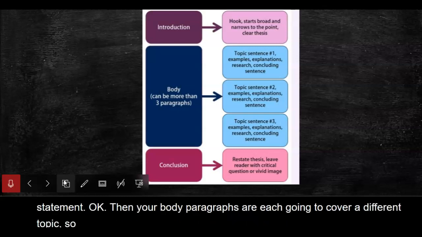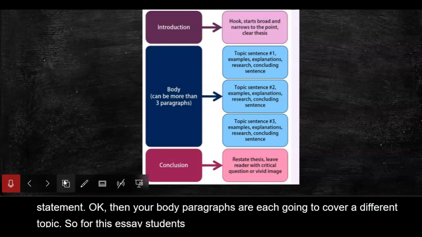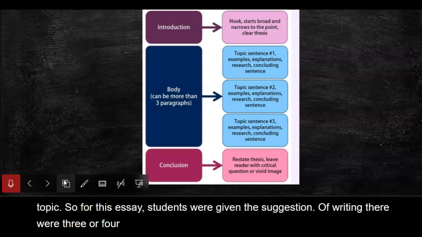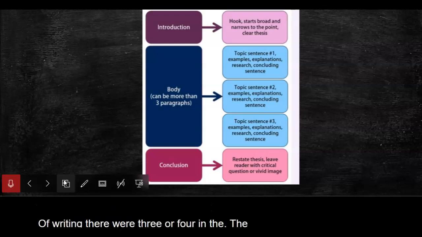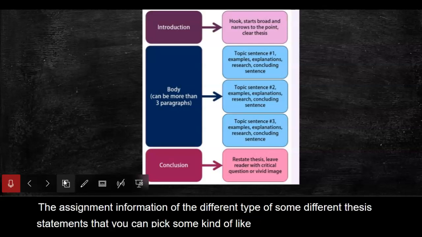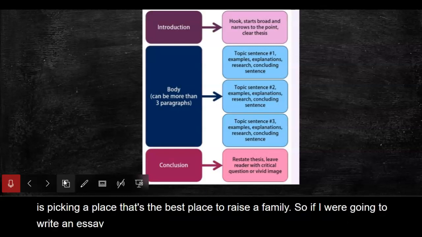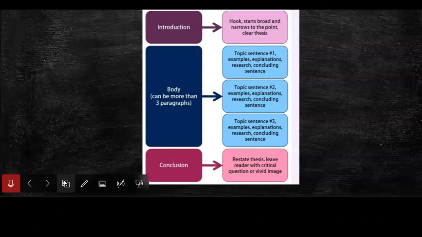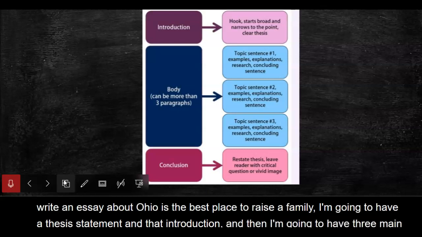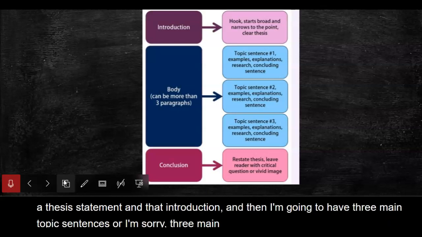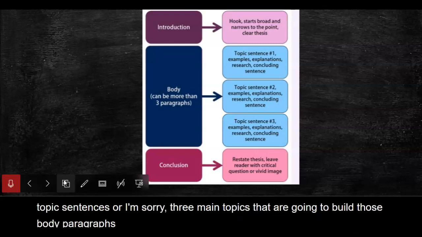For this essay, students were given some suggestions in the assignment information, like 3 or 4 different thesis statements that you can pick, some starter statements. One of them is picking a place that's the best place to raise a family. So if I were going to write an essay about Ohio being the best place to raise a family, I'm going to have a thesis statement in that introduction. And then I'm going to have 3 main topics that are going to build those body paragraphs that refer back to that thesis statement.